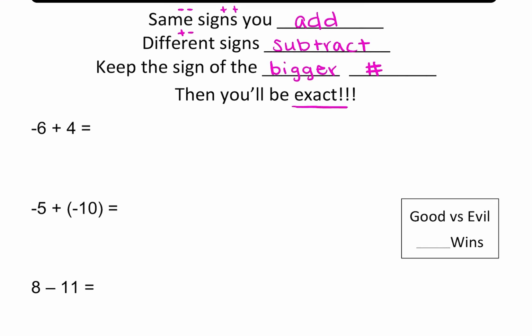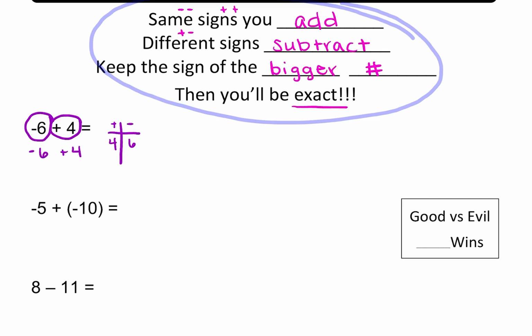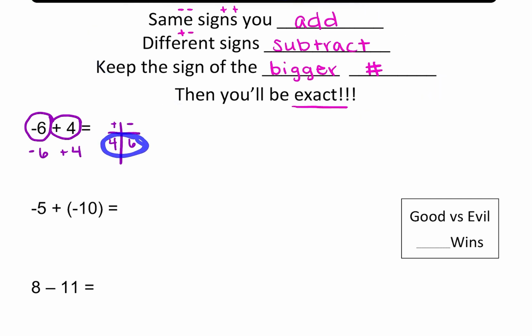-6 plus 4. So we should know by now we are going to circle, rewrite, and put them in our table. Okay, that has not changed. So I have a -6 and a +4. So this is where the integer song comes in. So are my signs same or different? They are different. I have a positive and a negative.